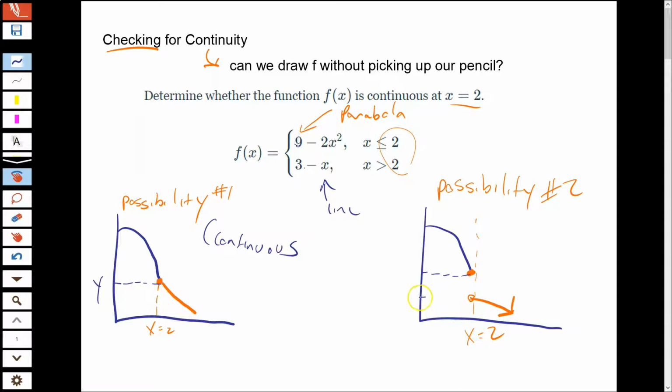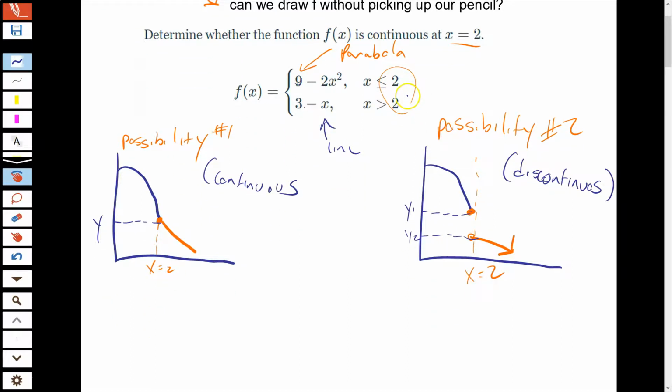Whereas possibility number 2 is discontinuous. Really struggle to spell for some reason. Discontinuous. I think that has two different y's, so we don't know what they are. But if the graphs do not meet up, the y's are going to be different. Okay? So what we're going to do is check to see if these y's are the same. And if they are, then the function is continuous at this point. And if they are not, they're not.